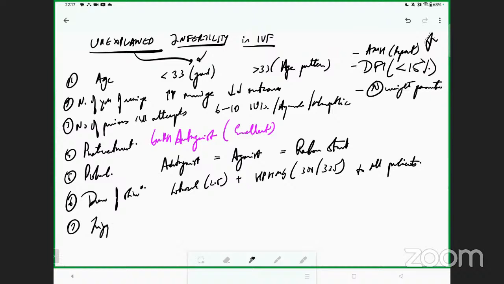Trigger. Can you standardize the trigger for these patients? The answer is very simple. If you have more than 10 eggs, then you give dual trigger.